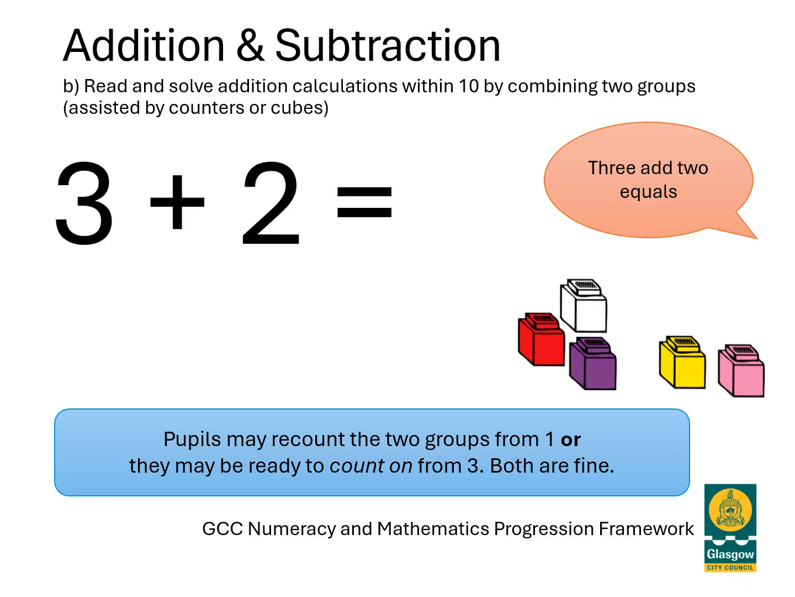Pupils might need to then count the whole group again, starting from 1 at this stage, and that's fine. Counting on from the 3 will come later, and you can model that and say, so we have 3, 4, 5.